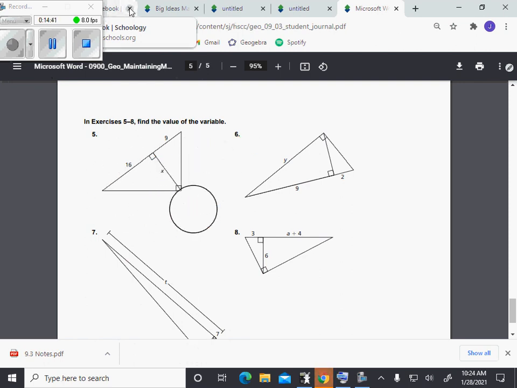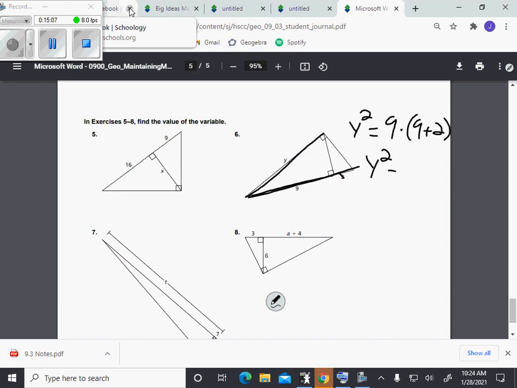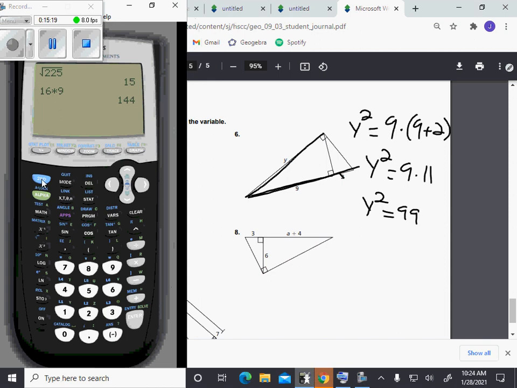Okay. This one, remember it's a long leg of that big right triangle. So if we take y, we know that y squared is equal to 9 times 9 plus 2, which is 11. We want 9 times that whole thing, so y squared equals 9 times 11. Y squared equals 99, the square root of 99 is 9.95.